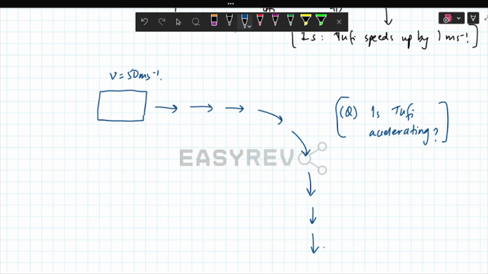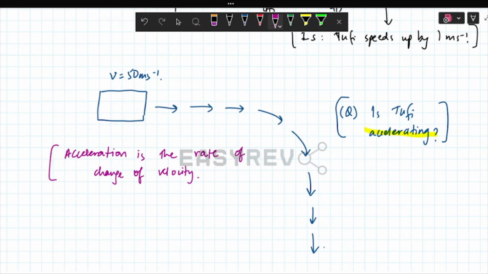To know whether or not Tufi is accelerating here, we have to remind ourselves of what acceleration is. Not just to its limit of just the equation. We know what the equation is. It's just v minus u over t. We already used that. But it's far more important to bring up the definition of acceleration, which I'll bring up right here. That acceleration is the rate of change of velocity, which means ultimately, if velocity is changing, there will definitely be some acceleration involved.